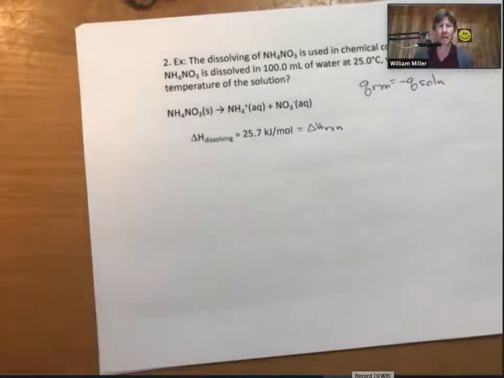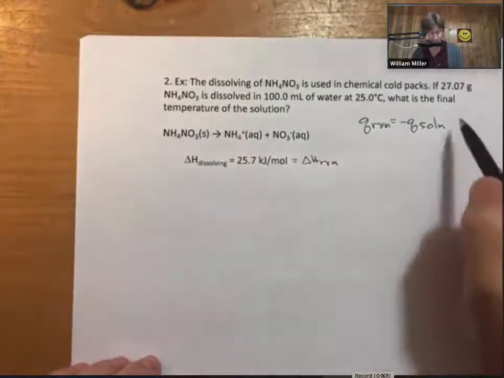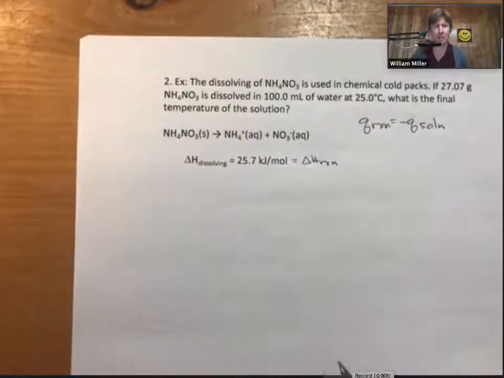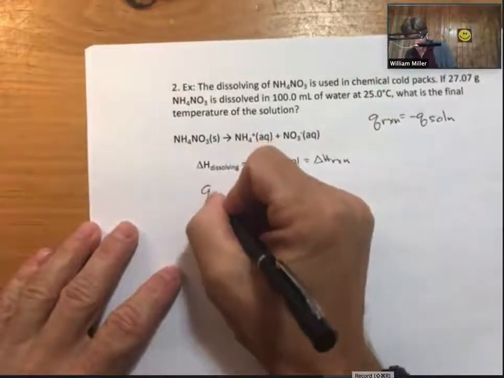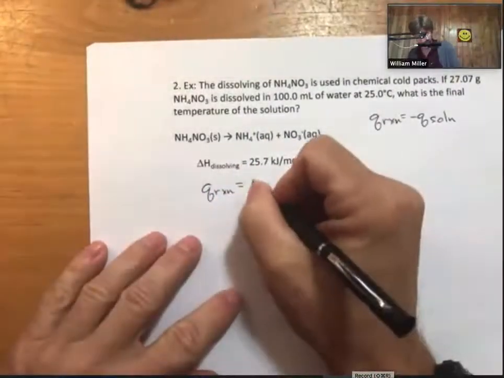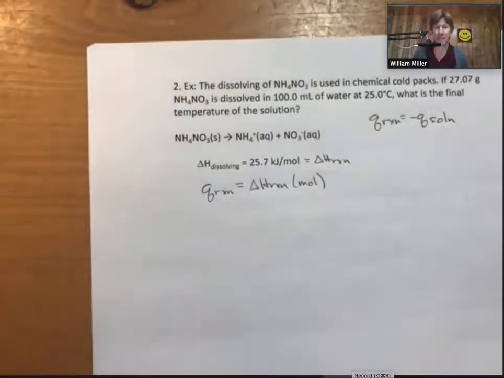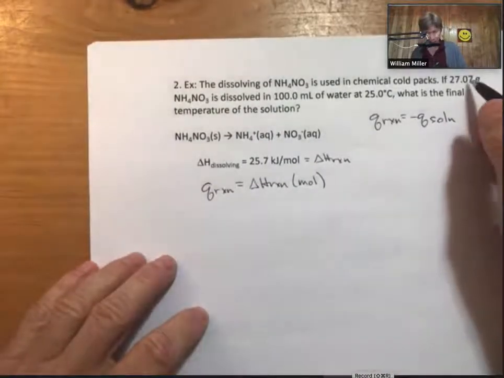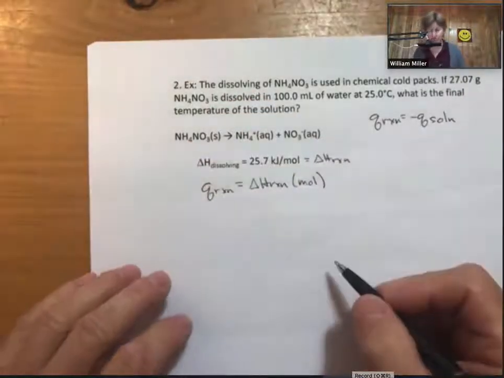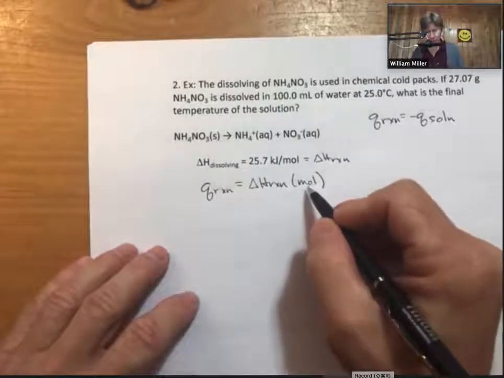Minus Q reaction equals minus Q solution. What is the final temperature? The final temperature is going to be part of the Q solution term, so we'll solve for that part second. Let's find our Q reaction first. That's going to be delta H reaction times moles reacted. To find our moles reacted, we're going to take our grams of ammonium nitrate that are dissolved, and turn them from grams to moles.